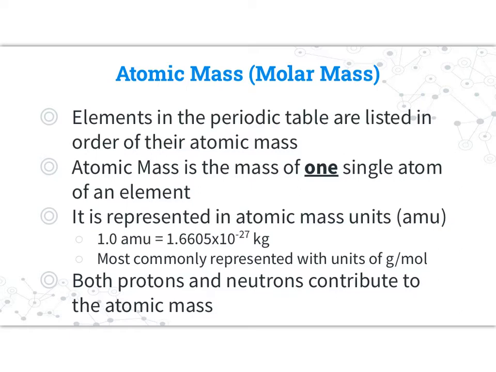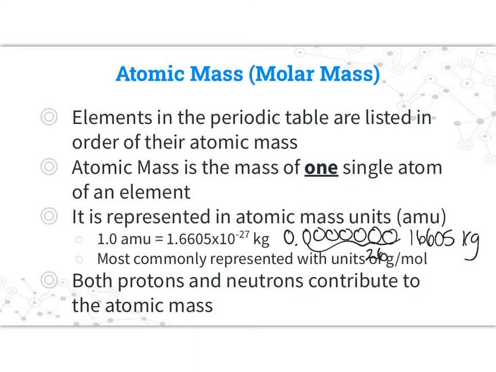1 AMU is equal to 1.6605 times 10 to the negative 27 kilograms. That would be a decimal where it's 26 zeros, 26 of those, and then 16605 kilograms. So a very, very small number.